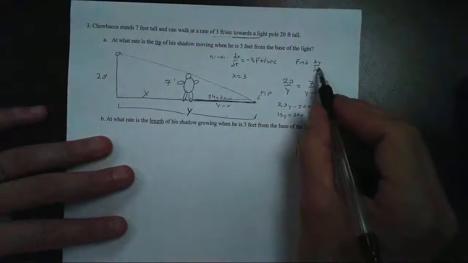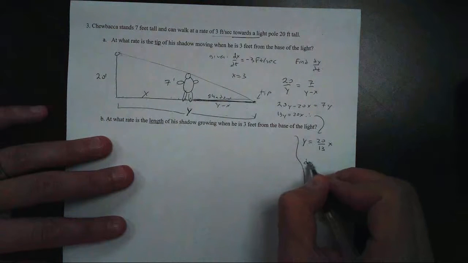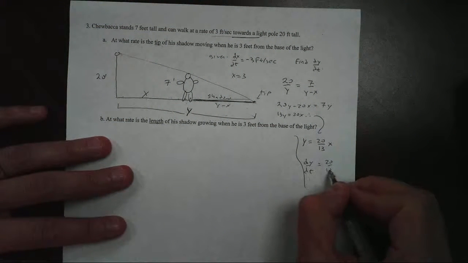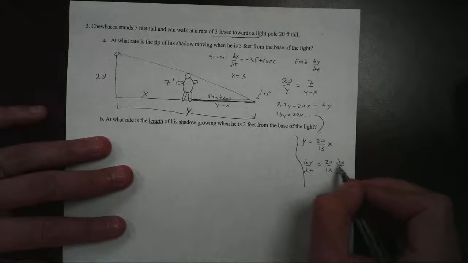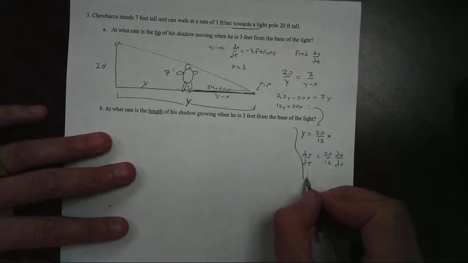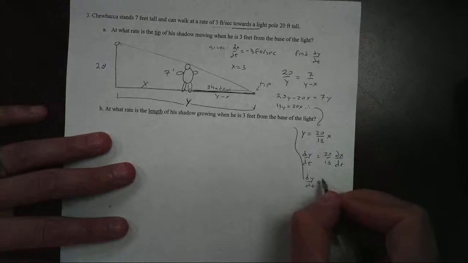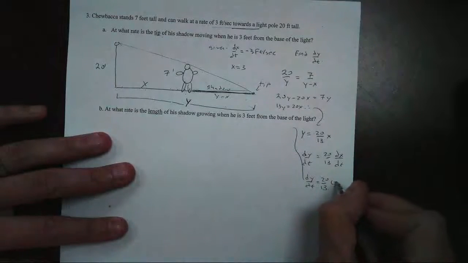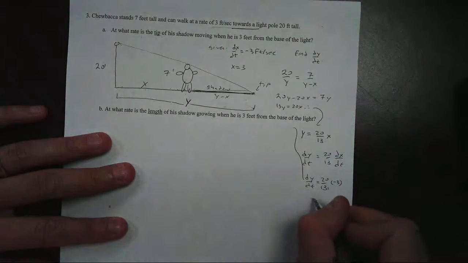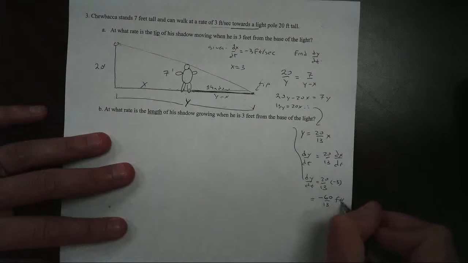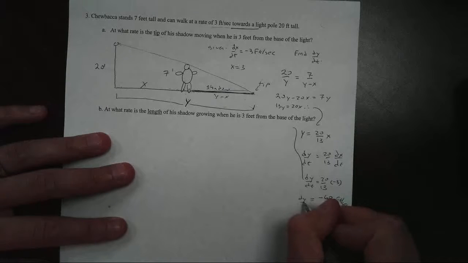Now remember, I'm trying to find dy/dt. Now I can take the derivative. dy/dt equals 20/13 dx/dt. Don't use x prime. You can do x prime of t or dx/dt. Now, all I have to do is plug in my dx/dt, which is what they gave me. That's negative 3. And I get negative 60/13 feet per second.